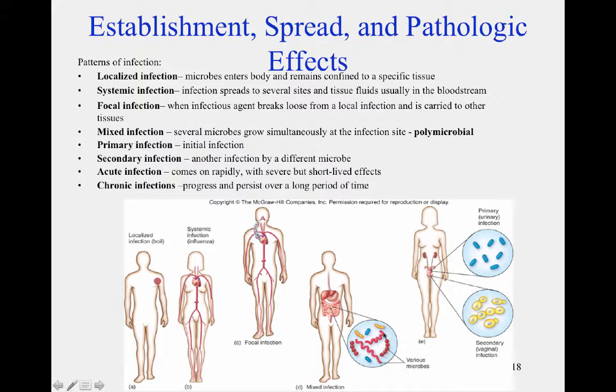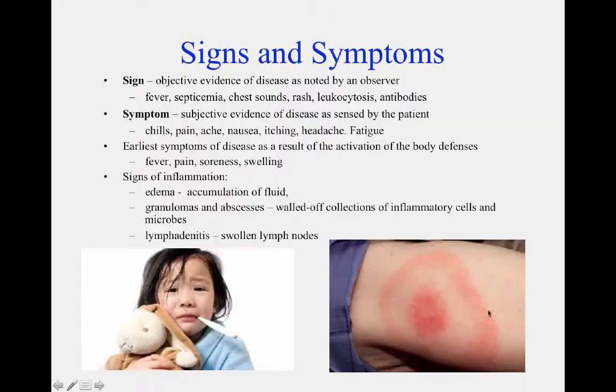Or mixed infection, you could have multiple microbes causing disease. And then primary, a UTI, for example: usually people are prescribed antibiotics that then cause changes in the pH in the vagina, and then a yeast infection could result. So that would be a secondary infection.